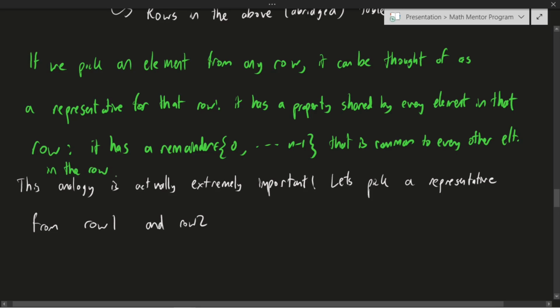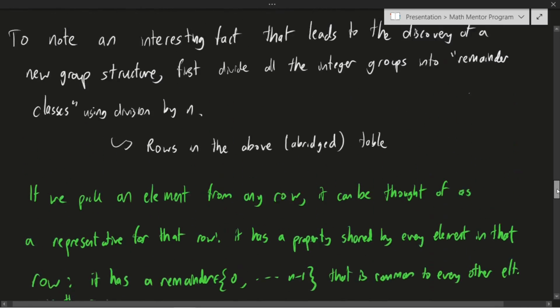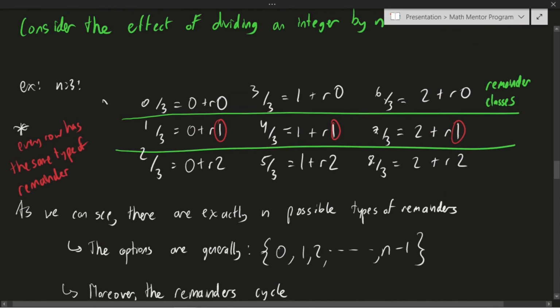Okay? This analogy actually extends quite far. So let's see why this is important. We're going to pick a representative from the first and second row. So that's this row over here, the class of 0. So let's maybe write that down. So we'll call this the class of 0 because all of these guys have remainder 0. This is going to be the class of 1, and this is the class of 2.